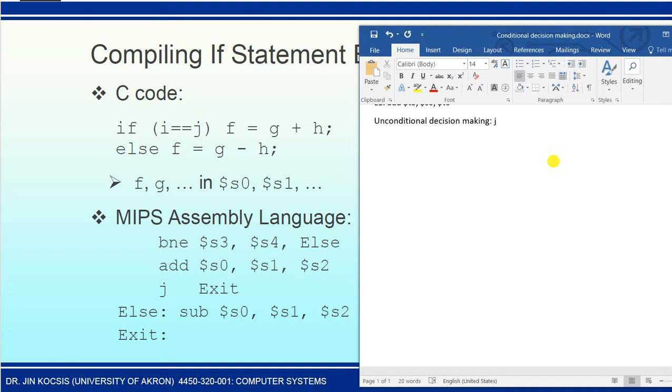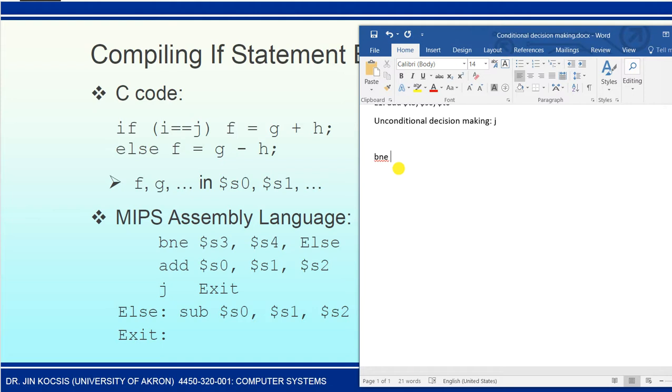What I do here is I try to decide whether i and j are equal. Here I can use either branch if not equal or branch if equal, right? Because this means if i and j are not equal, I will jump to here. Otherwise, I will continue, right? Normally, as long as you can use branch if not equal, you will use that rather than branch if equal. It's a kind of convention, but it's not always the case. It's just a preference. So okay, let's see.